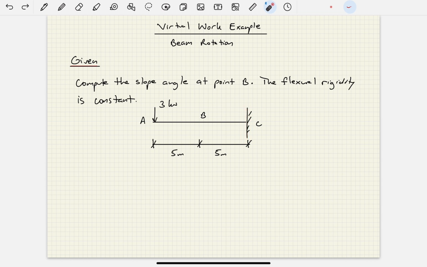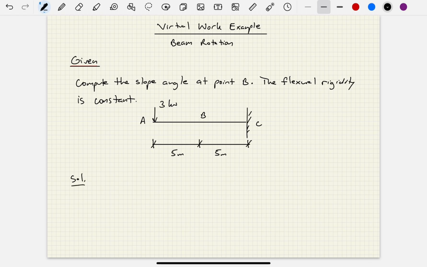Now, point B, there's nothing really special about this point other than that's the one we're interested in. And it's located right in the midspan of this 10-foot or 10-meter long beam here, okay? Now, the free end has a 3 kilonewton point load on it, and that's the only real load present. So let's go ahead and get started on how we're going to tackle the solution for this problem.